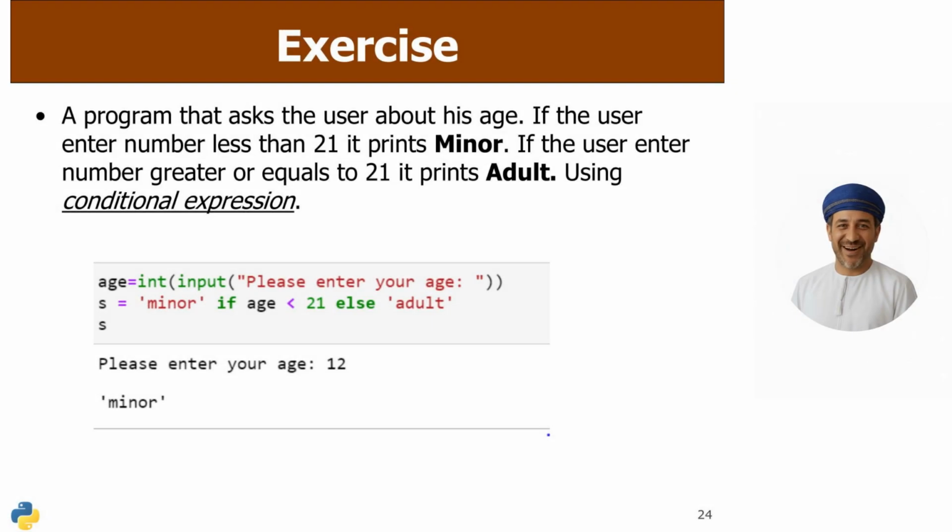Let's explore a program that determines age categories using conditional expressions. When a user inputs their age, if it's less than 21, the program outputs minor. If the age is 21 or older, it outputs adult. This demonstrates how conditional expressions can efficiently handle decision-making in programming.